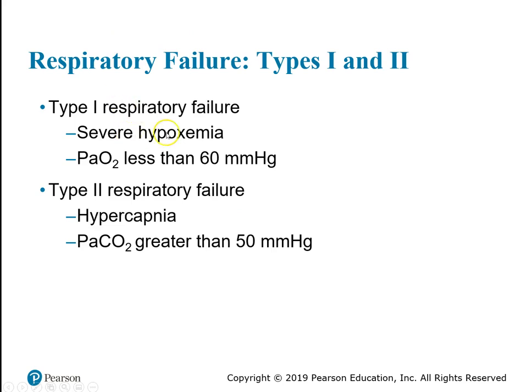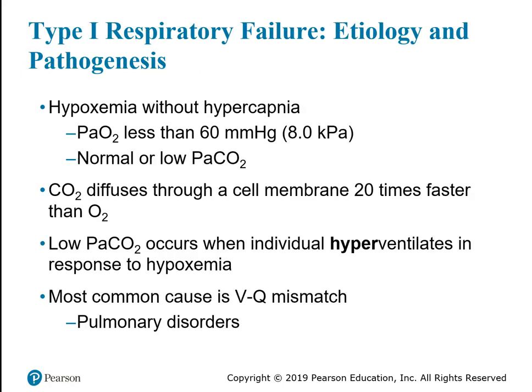Again, like I said, for type 1 respiratory failure, severe hypoxemia, in terms of the number here, oxygen levels less than 60 millimeters of mercury. If you talk about type 2 respiratory failure, again, you also have an increase in carbon dioxide levels. So an increase in carbon dioxide and a decrease in oxygen in type 2. In type 1, it is only that decrease in oxygen levels, and there is no change in carbon dioxide levels.